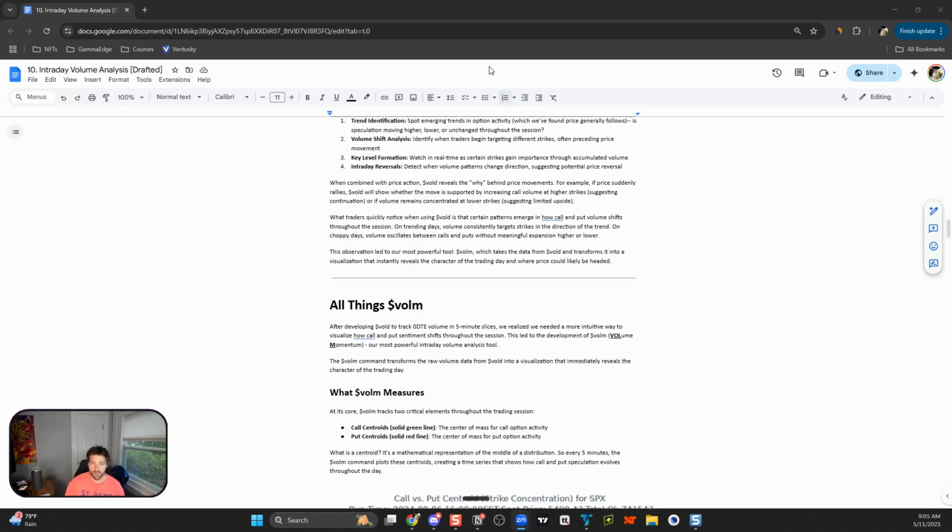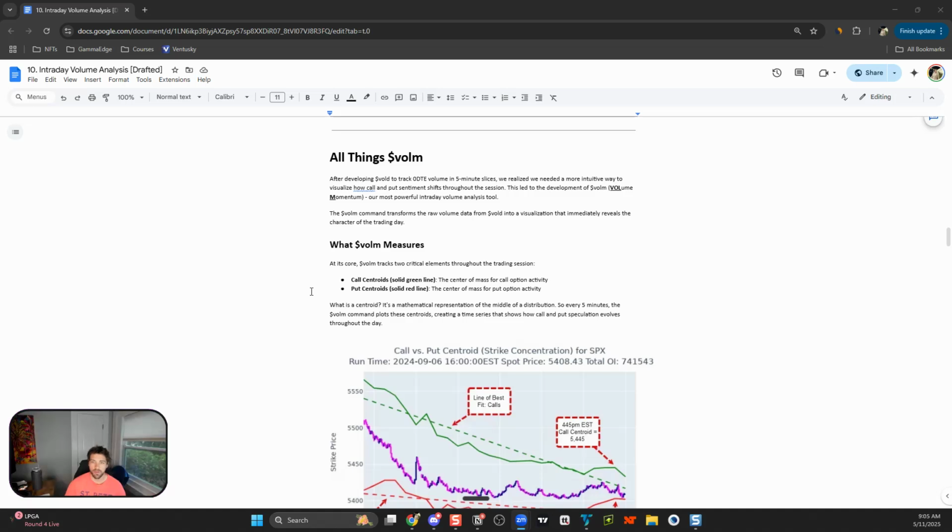This observation led us to our most powerful tool yet, which is vol-M, which takes the data from vol-D and transforms it into a visualization that instantly reveals the character of the trading day and where price could likely be headed. Just recapping that thought: after developing vol-D to track 0DT volume in 5-minute slices, we realized we needed a more intuitive way to visualize how call and put sentiment shifted throughout the session.